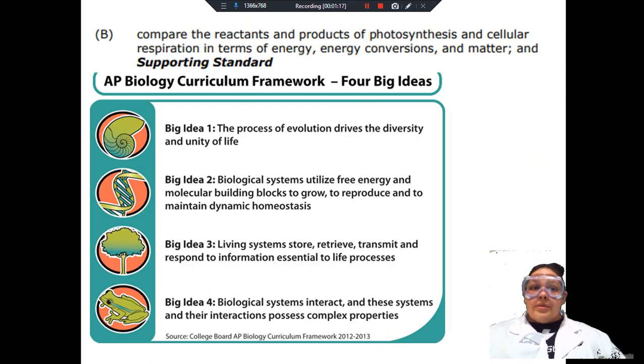If you're saying, we've gone over this before, Miss De Leon, why would we go over this? Well, for your biology STAAR next year, this is considered a supporting standard to compare the reactants and products of photosynthesis and cellular respiration, which we'll learn next week, in terms of energy conversions and matter. And in AP Biology, when you take that in 9th grade, you have Big Idea 2. And Big Idea 2 is about 25% of the content. A lot of it deals with energy, the use of it, the creating of it. And so with that, here comes photosynthesis. So let's take a look.